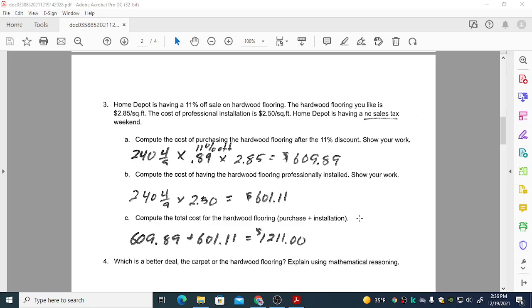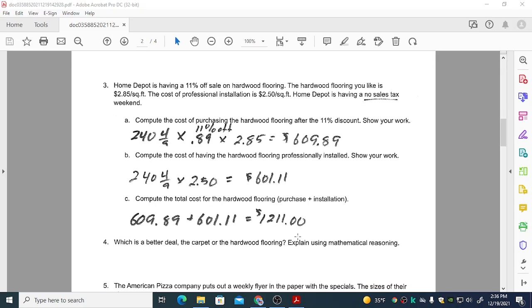We go to Home Depot to look at hardwood flooring. It's 11% off. 11% off would be the same as multiplying by 0.89. So I take my square foot cost times my discount, and I'm going to get $609.89. For the hardwood to be installed, again, it's a straight calculation, just the square footage times the installation cost. There was no sales tax on A, so I just add these two together and get my total.